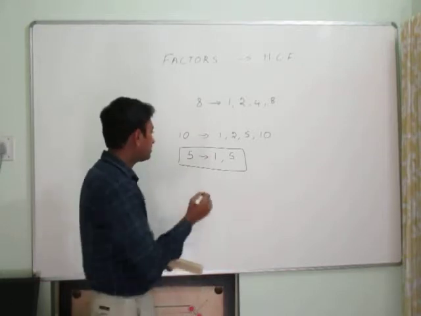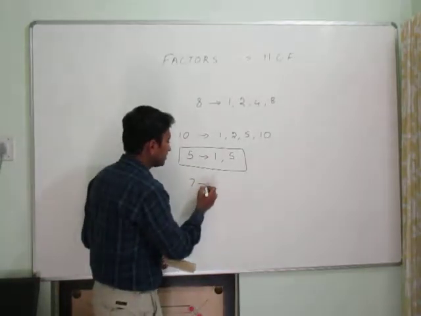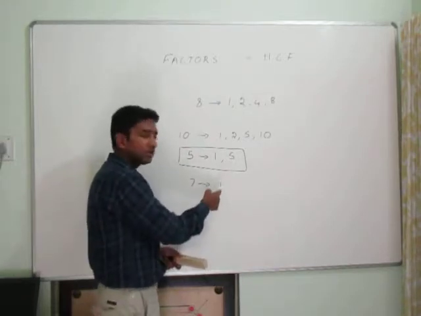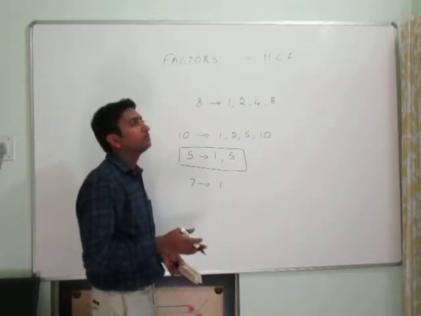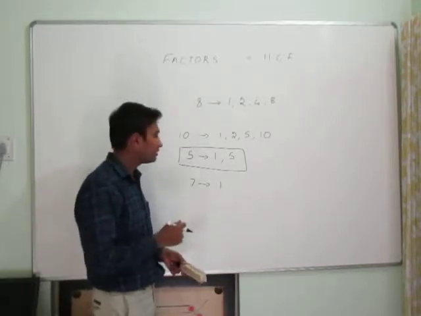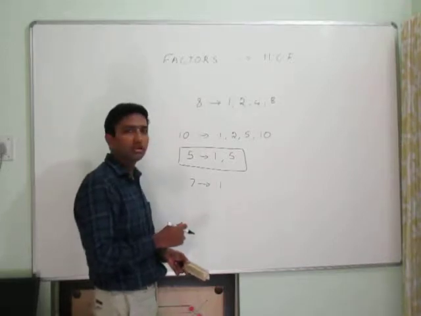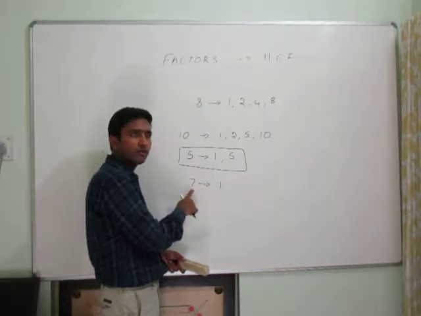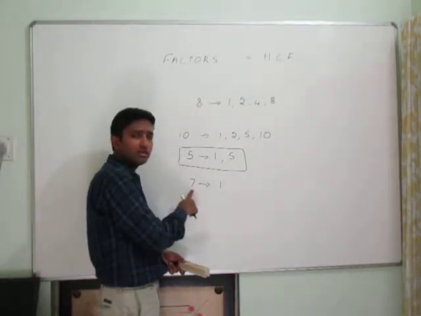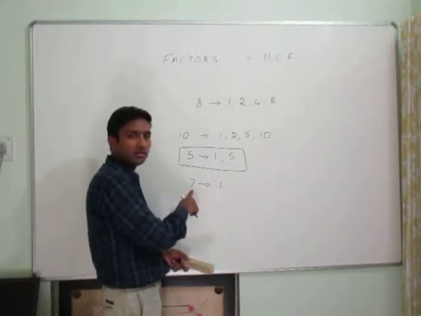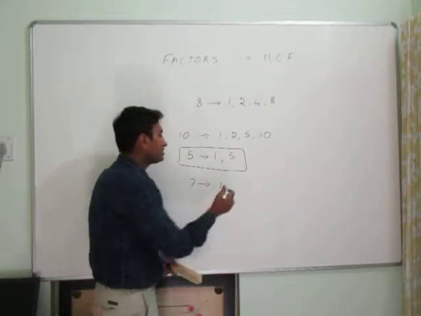I'll choose one more number, let us say 7. What are the factors of 7? It's divisible by 1, therefore I'm writing 1. Then, is it divisible by 2? 2 3s are 6, 2 4s are 8. No, it's not. 3 2s are 6, 3 3s are 9. It's not divisible by 3. Next, is 7 divisible by 4? 4 1s are 4, 4 2s are 8. No. Is it divisible by 5? 5 1s are 5, 5 2s are 10. No. 6 1s are 6, 6 2s are 12. No. Lastly, is it divisible by 7? Yes. 7 is divisible by 7.